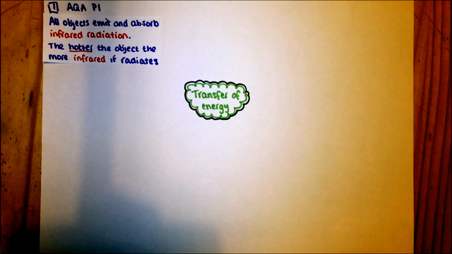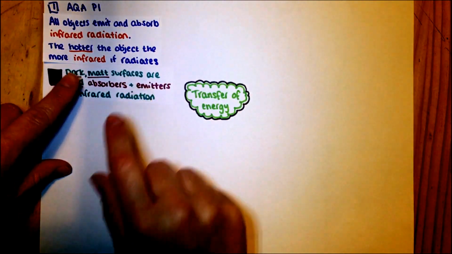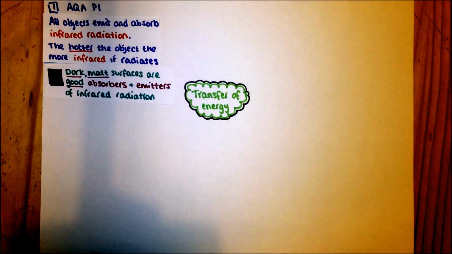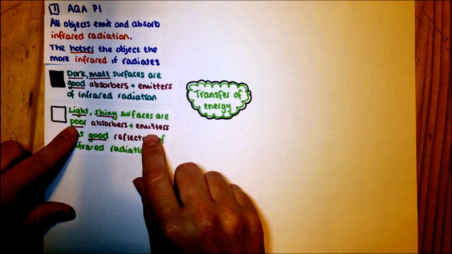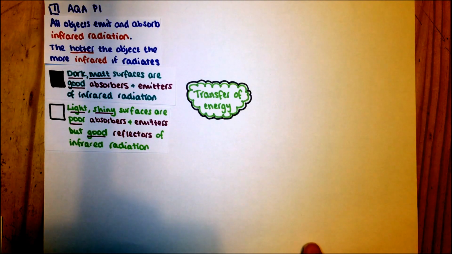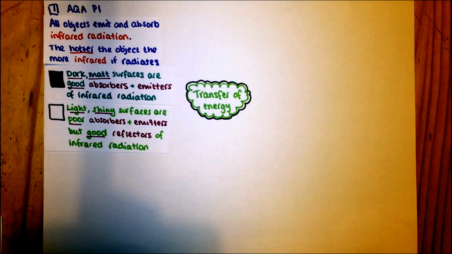Okay, you need to be aware that dark or matte surfaces are good absorbers and emitters of infrared radiation, whereas light and shiny surfaces are poor absorbers and emitters of infrared radiation, but they're really good reflectors. So you might notice if you're on the beach or in the sea, the light sand will reflect the sun's radiation back to you.